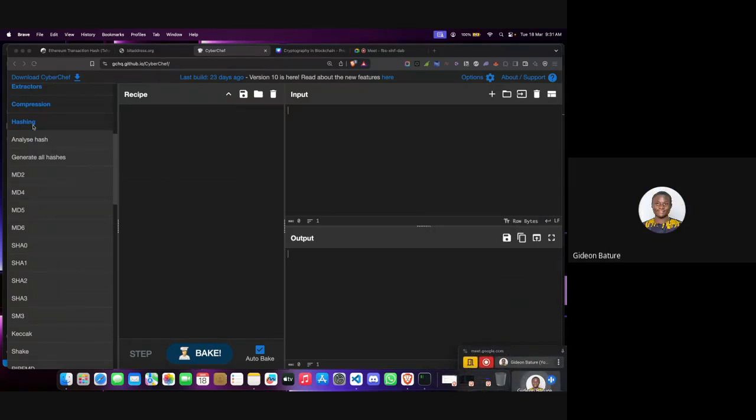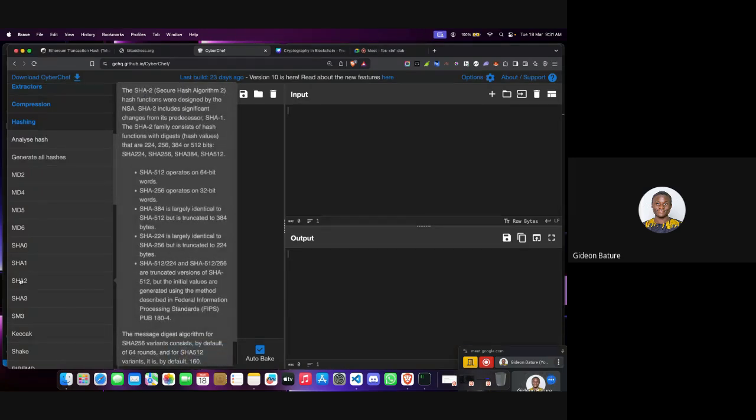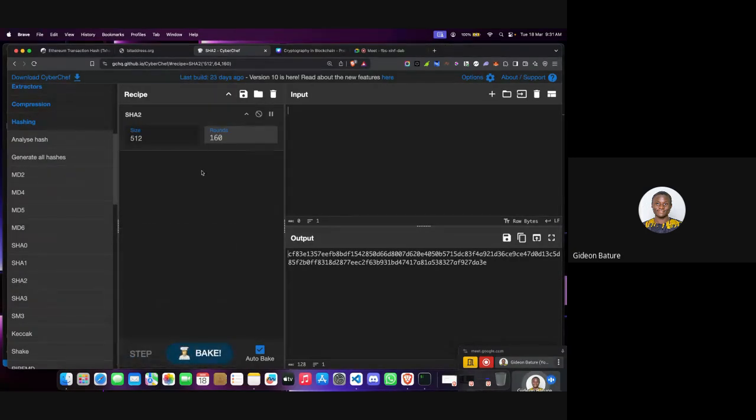Okay. So you come to hashing, that's this left side, and then you look for SHA-2. Under SHA-2, they are different. Then you double click on it. I told you that there are different kinds of SHA, so you can see them. Under this SHA, make sure you select 256, because that's the hashing of Bitcoin. Don't select 512. Select 256. Now you can see it's telling you that it's always going to give you an output of 64. All right.